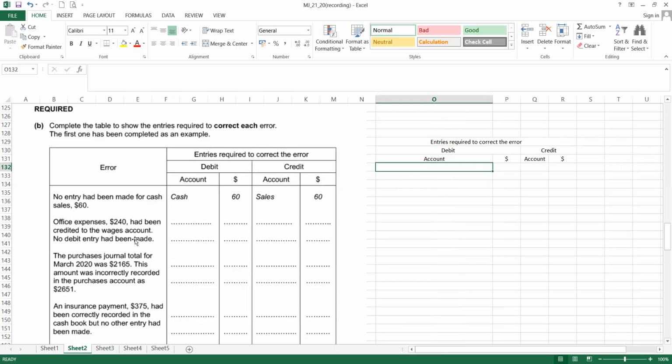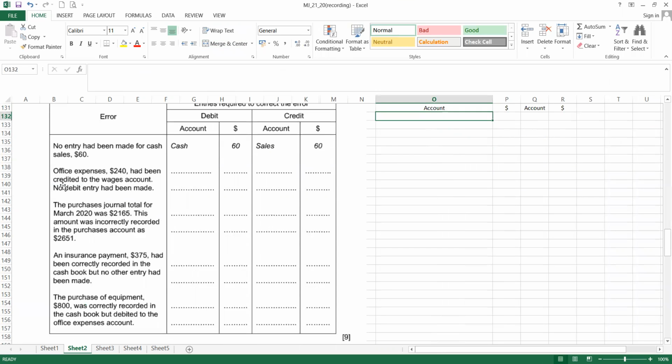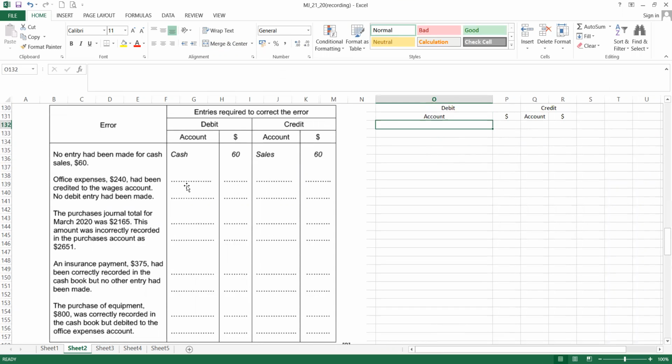So I will prepare number 2. Office expenses 240 has been credited to the wages account. Office expenses by right should be debit. But now they made a mistake and credited it, somehow credited to the wrong account. So no debit entry has been made. They mean office expenses omitted. So we need to put back office expenses.